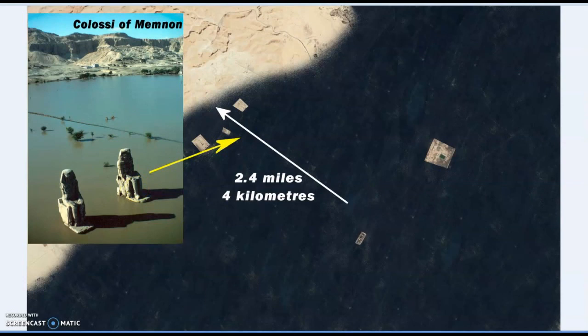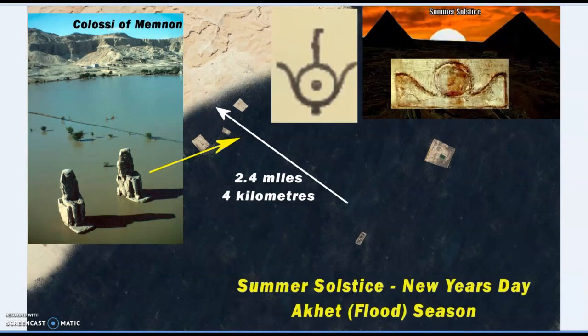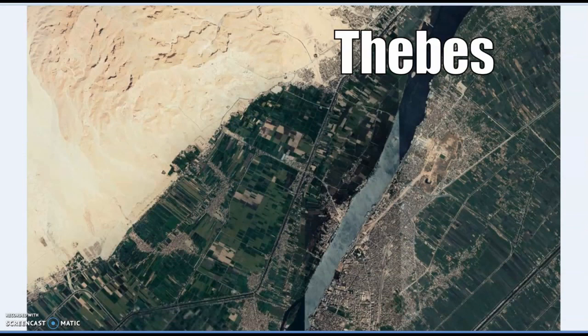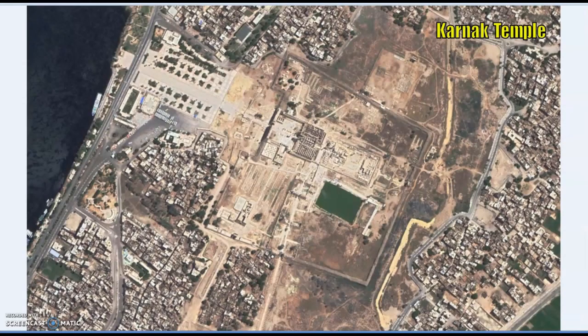Think smart, not hard. So just like the walls that are around Karnak and many other temple sites as well, the flood was the spine of Egypt, and the flood is the heartbeat. That's what gave them their agriculture. But here around Thebes, Luxor, Karnak, the Colossi, Medinet Habu, Deir el-Medina and Deir el-Bahari. So first, Karnak Temple.